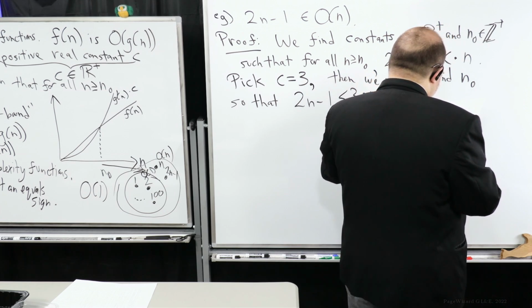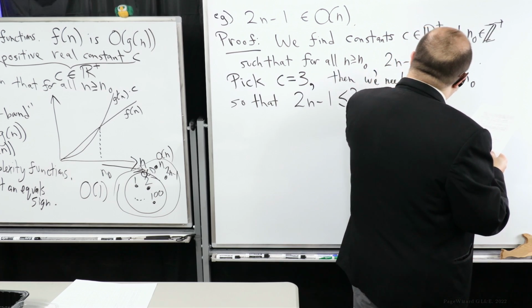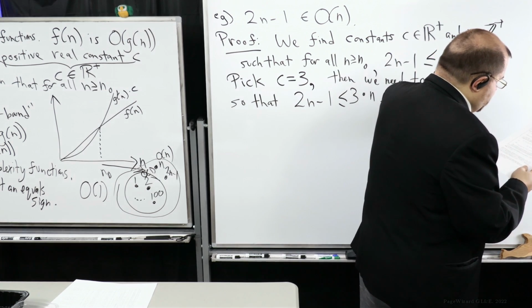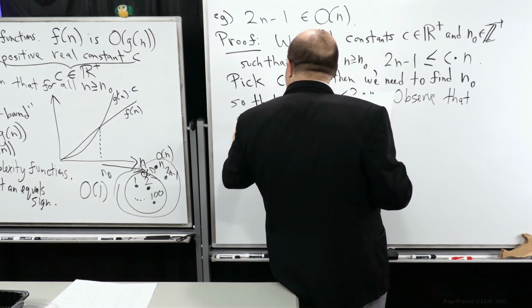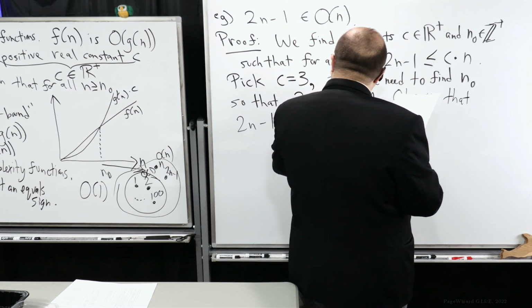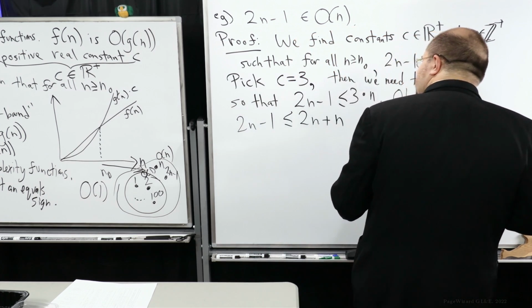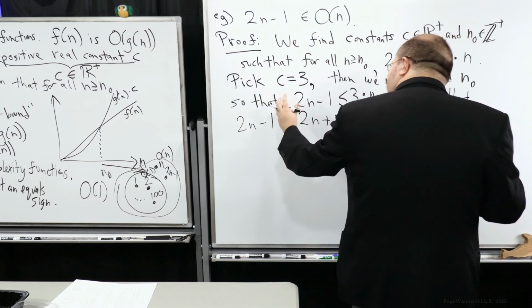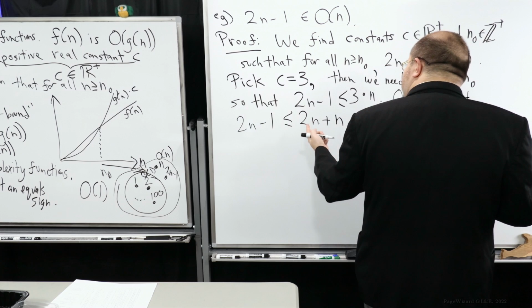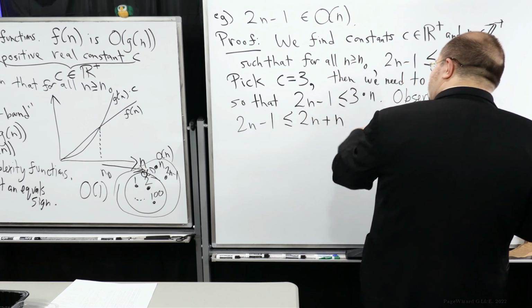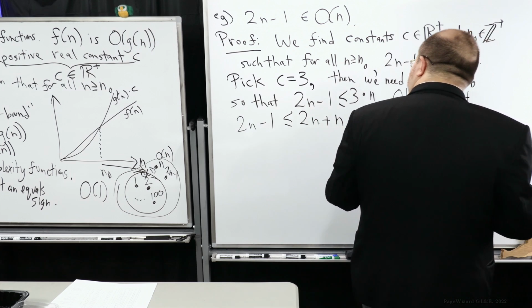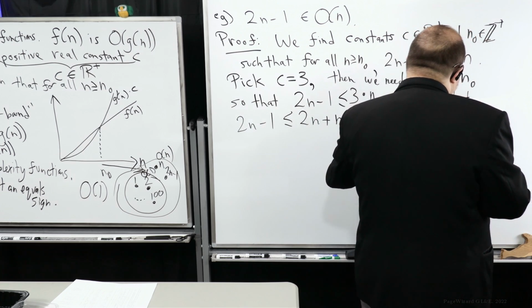So now I'm going to use my bucketing idea. Observe that 2n minus 1 is less than or equal to 2n plus n. So this is what I was talking about. I'm going to make the minus 1 look like something kind of like n. Now, a mistake I could make is I could make it minus n, but we're not going to do that. We're just going to try to come up with an upper bound on 2n minus 1. So I'm being very charitable on how I do it.